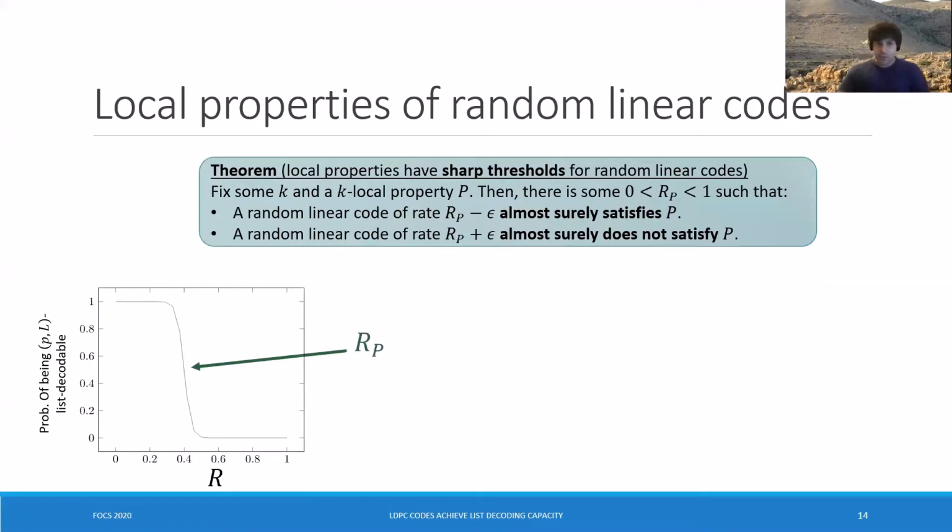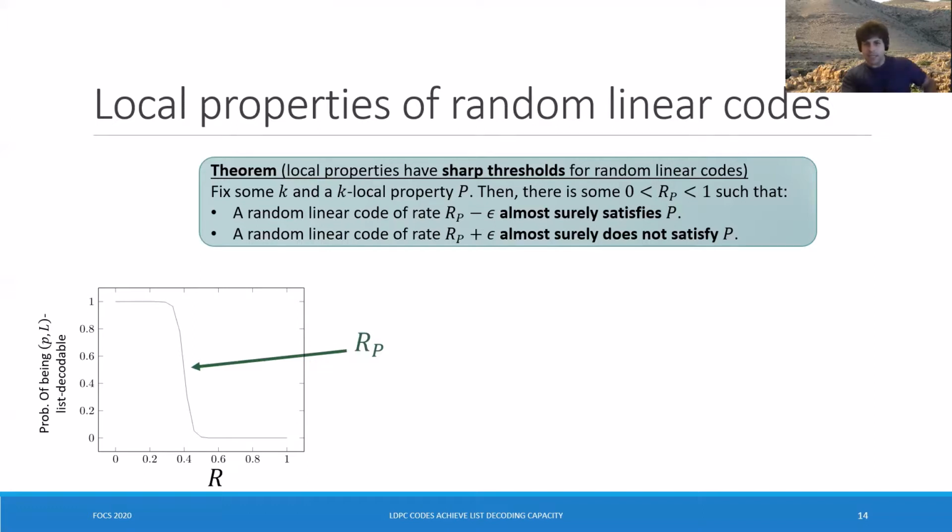Now, as part of our proof, I want to tell you about one of our main lemmas, which can be considered a theorem. I'll call it a sub-theorem. It's pretty much a theorem by itself, and it is of independent interest. This is a theorem about local properties in random linear codes, and it has nothing to do directly with LDPC codes. However, it does help us improve the main theorem about the reduction from LDPC to random linear codes. So this sub-theorem says that local properties have sharp thresholds for random linear codes.